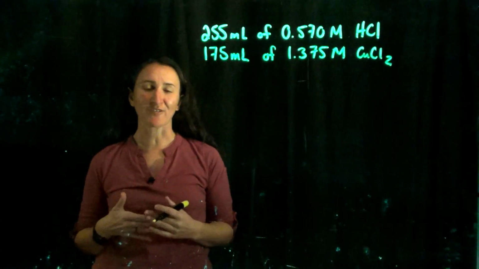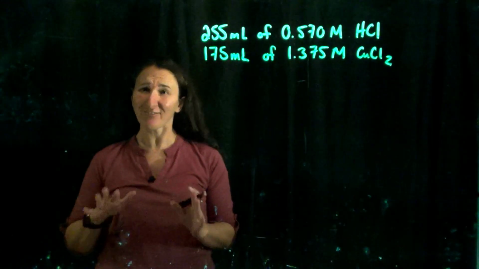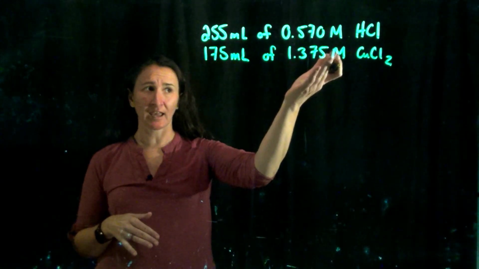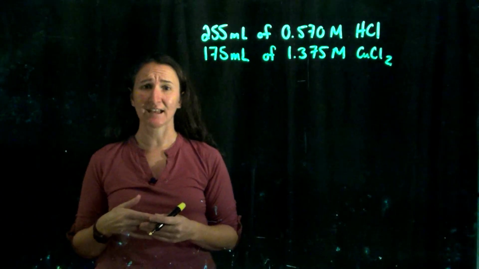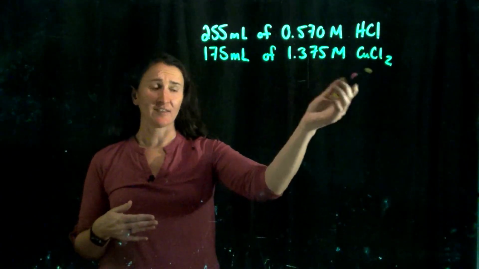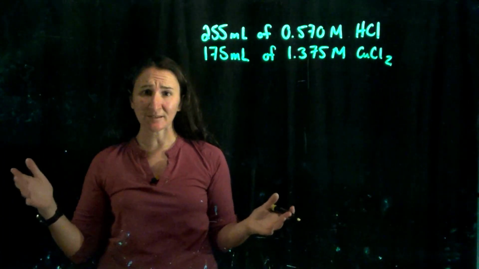I think the first time I ever asked students to make a problem like this, to go into the lab and do something like that, they freak out a little bit. Meaning, I want you to combine copper and copper chloride and hydrochloric acid. And I want it to be 0.57 molar hydrochloric and this many molar copper chloride. And I'm like, all right, go in the lab and make something like this.